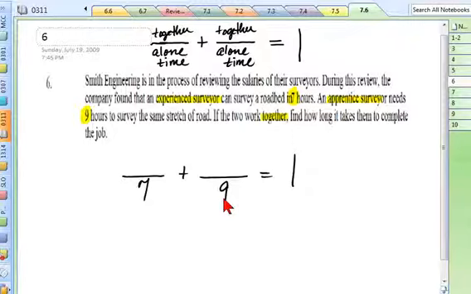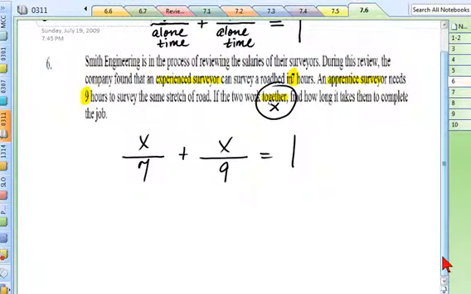What goes on top? Together time. Do you know their together time? No, that's the question. So X is on top because the together time is unknown, X. Is that okay? I have an equation with fractions in it. In 7.5, I discussed how to solve that. Multiply by the LCD. What's the LCD of these denominators? 63.